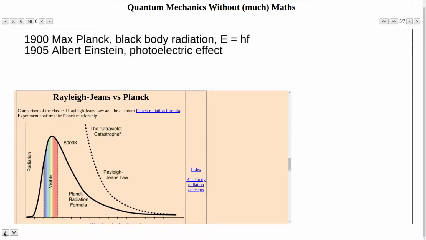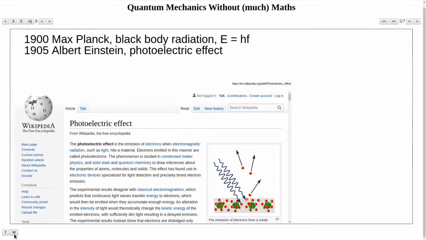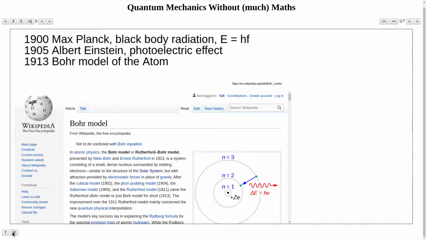In 1905, Einstein used the same assumption to explain the photoelectric effect. Once again, light seemed to be behaving like a small packet of energy. In 1913, Niels Bohr was able to explain the observed spectrum of the hydrogen atom by assuming that the angular momentum of electrons comes in discrete packets.